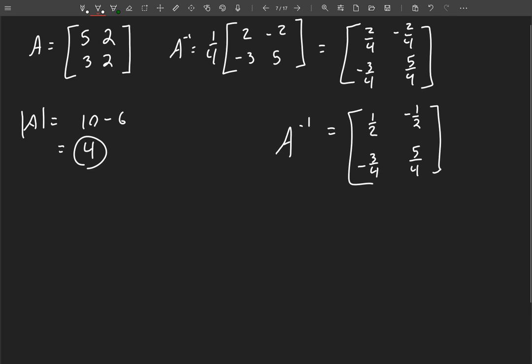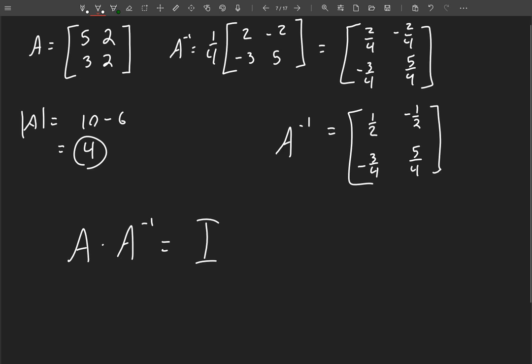So I did that kind of fast because I'm trusting that you know how to do the inverse of matrices from the last video. You've got some practice with that. So what am I trying to do? My claim was, again, that if I multiply A times A inverse, I better get I, which is the identity matrix, the 1 and 0 matrix.